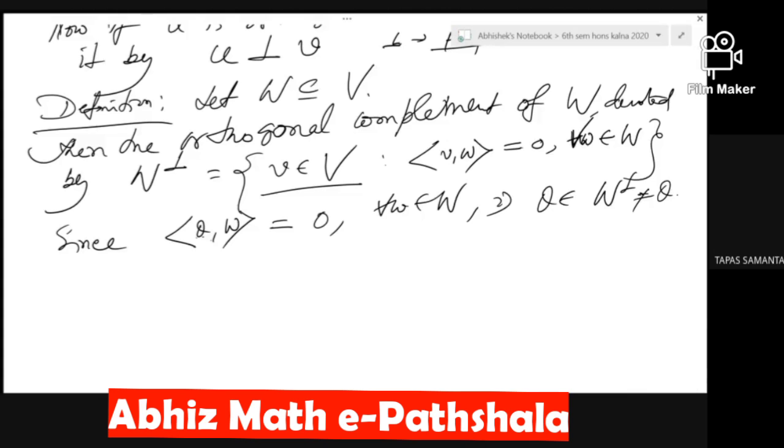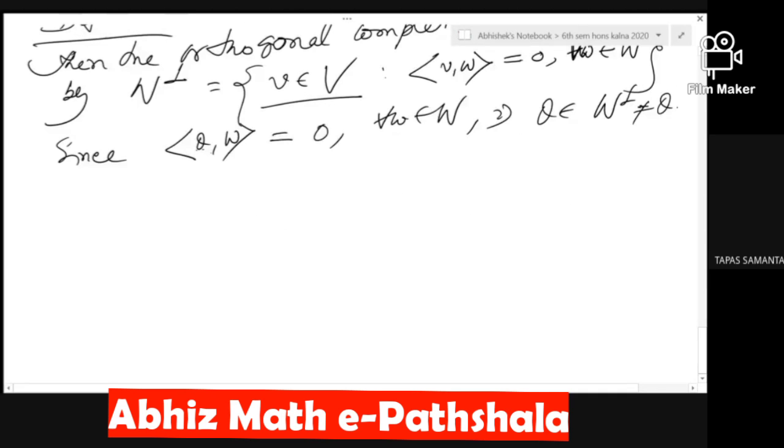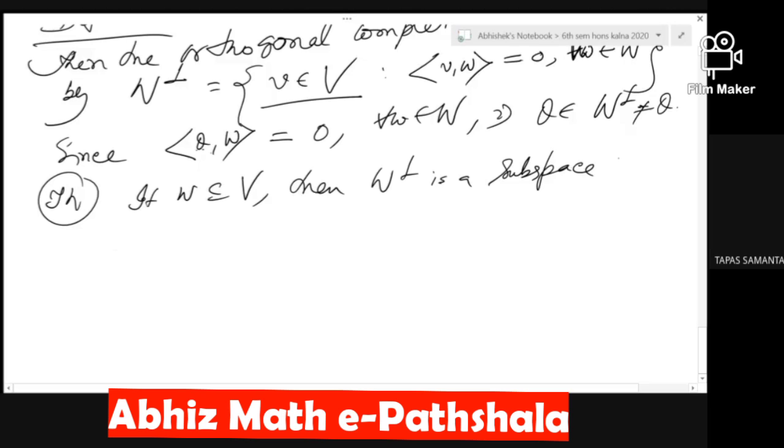Whatever W is, maybe it is a subspace or maybe it is an ordinary subset of the vector space V, but its orthogonal complement will always be a subspace of that vector space. So we will prove it. Let us prove this one. The theorem is: if W is a subset of V, then W perp is a subspace of V.